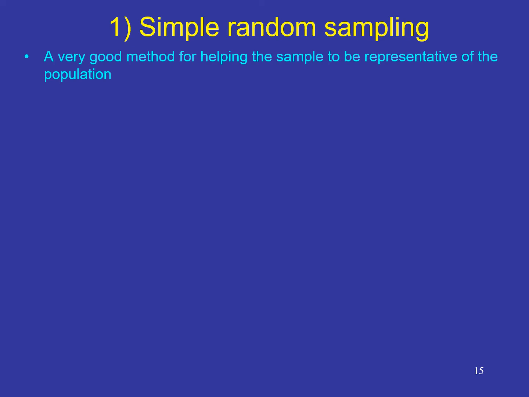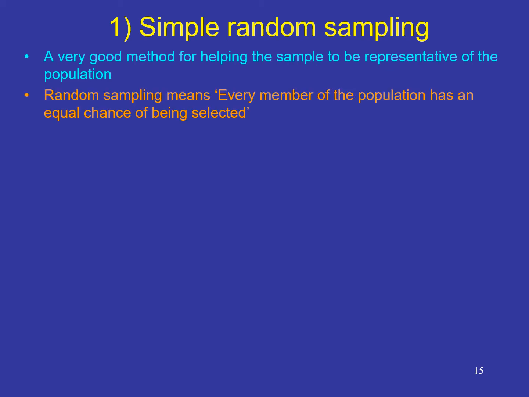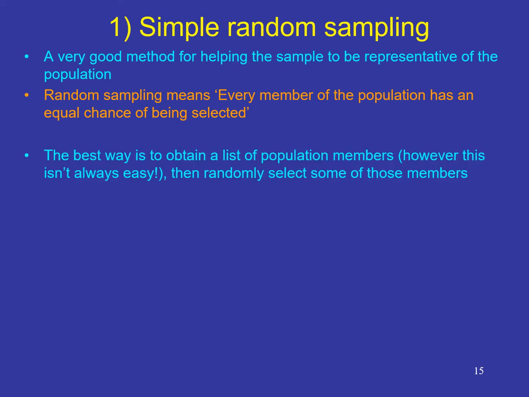Now this is a very good method for helping the sample to be representative of the population. Now what do we mean by random sampling? It means every member of the population has an equal chance of being selected. So what's the best way to conduct a simple random sample? Well, what we should do is obtain a list of all the population members. However, the drawback to this is it isn't always easy. But let's assume we have done this, then we should randomly select some of those members.